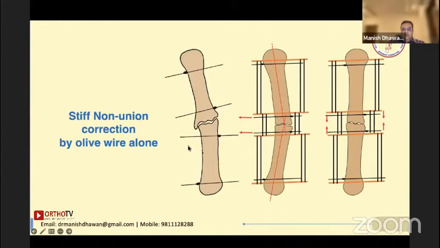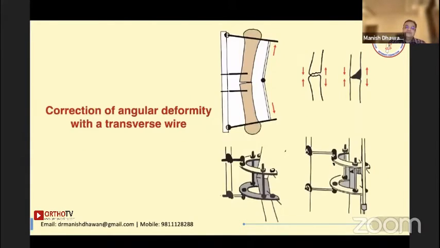Now, stiff non-union correction by olive wire alone. So this is olive wire alone compression. You can do it in this way, means you are not applying the hinge. You pull the fragments if the non-union is not very stiff. You don't apply hinges. You can put 2 stiff pins, you can have a distraction mechanism here, and you can correct this deformity in this way.